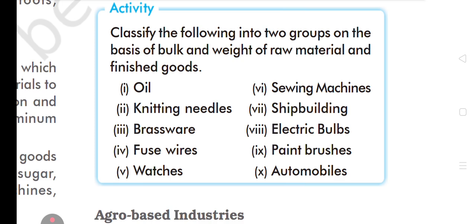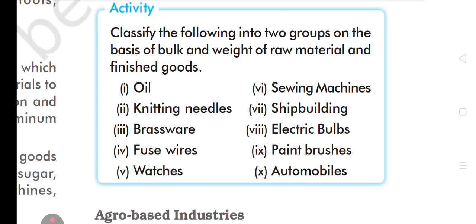So oil, dear students, you know very well that oil is something in which a lot of things are required. It comes under heavy industries, because petroleum is also a type of oil. So petrol, diesel, these items, when they are extracted, it requires so much effort. And similarly, oil from vegetables and fruits also requires so much process. So this comes under heavy. Then next is knitting needles. So this, dear students, comes under light. So heavy, light, you can just write H, L.